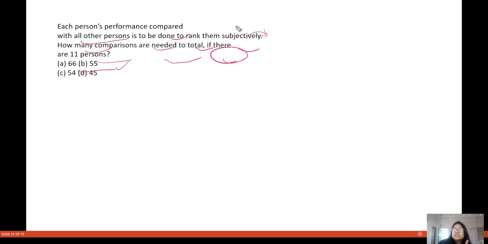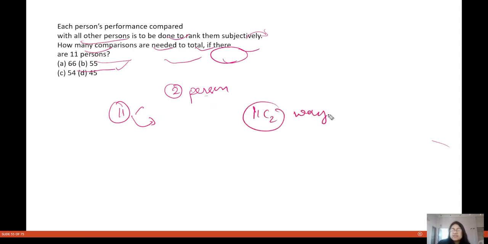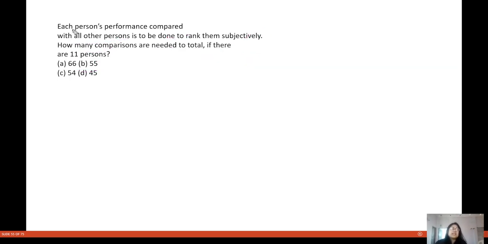So see, when the question says each person's performance is to be compared with all other persons to rank them subjectively, and there are 11 persons, you have to compare two persons at a time. And 11 persons can be compared in a set of two in 11C2 ways. 11C2 will give 55. See what this question is saying, each person's performance compared with all other persons.